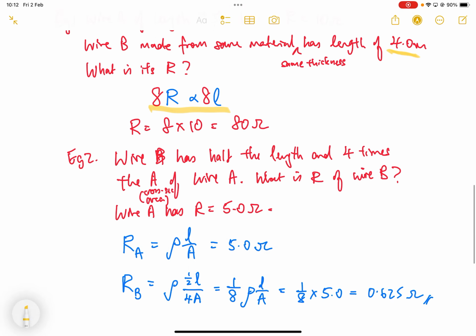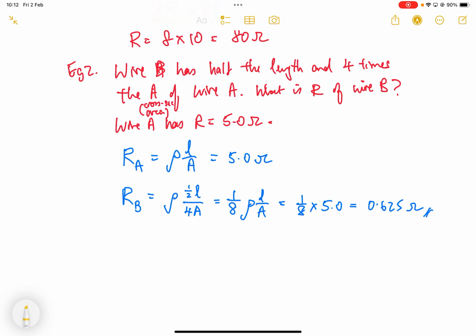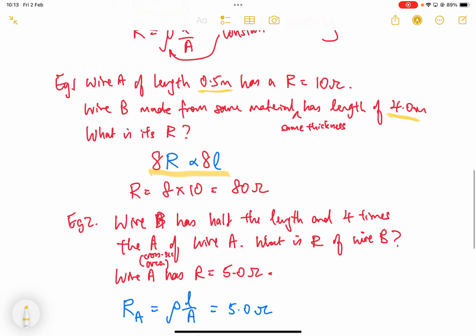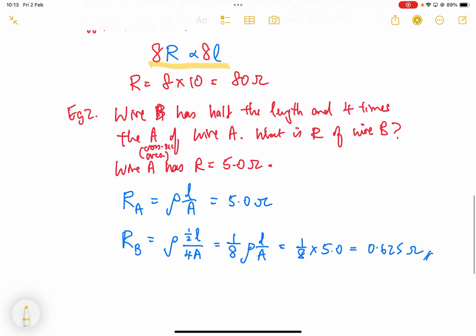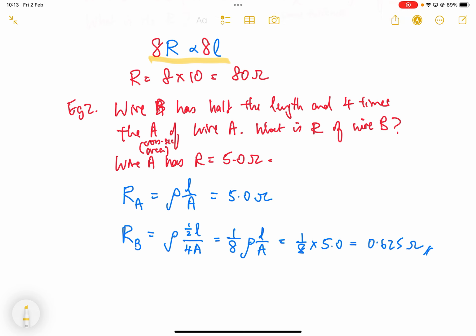Then example 2. Wire B has half the length and 4 times the cross-sectional area of wire A. What's the resistance of wire B if wire A has a resistance of 5 ohms? This is the way that I suggest you express your working for questions that are a little bit more complicated. The first question was very straightforward. Whatever you do to the length, you do to the resistance. The length times 8, the resistance times 8. That one was very direct, I didn't use this method. But for slightly more complicated questions, we will use this method.